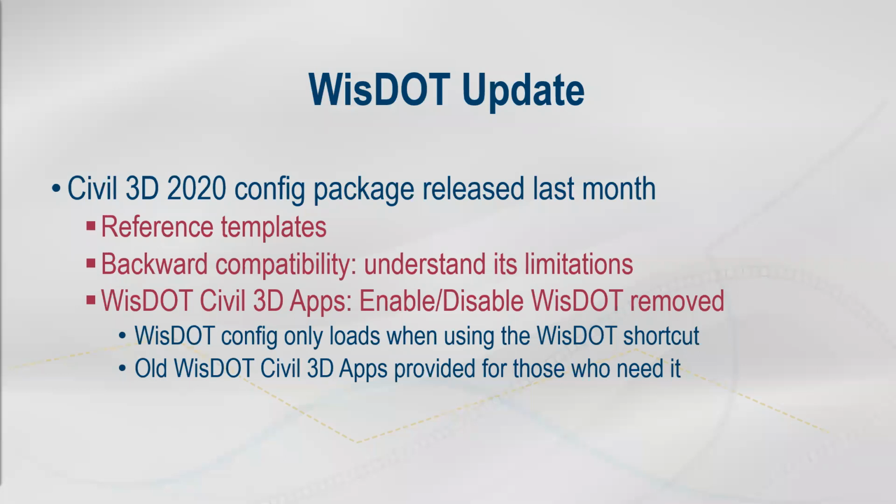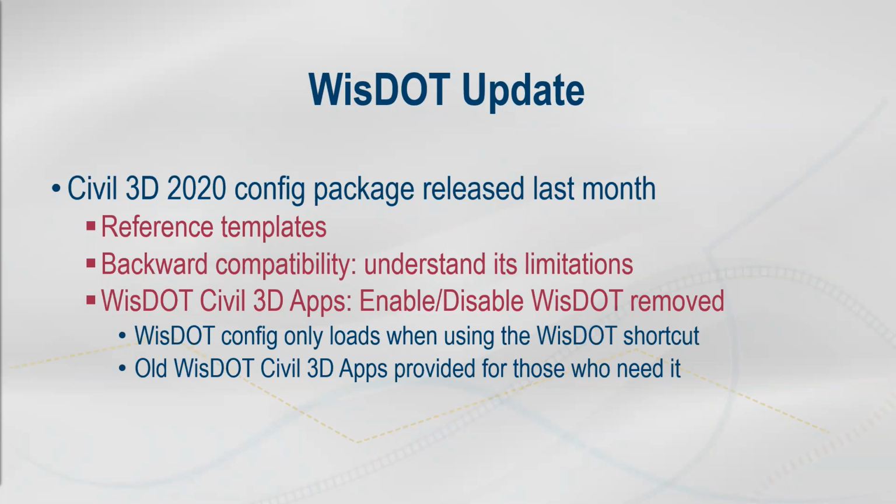Backward compatibility. As many of you already know, Civil 3D 2018 can open Civil 3D 2020 DWG files. You can even edit them. But there are some limitations to the backward compatibility. So I just advise everybody to get yourself familiar with what is backward compatible and what is not.